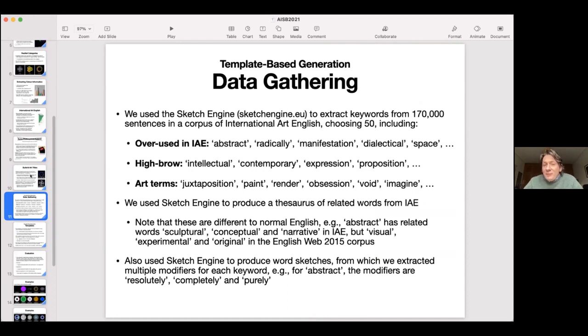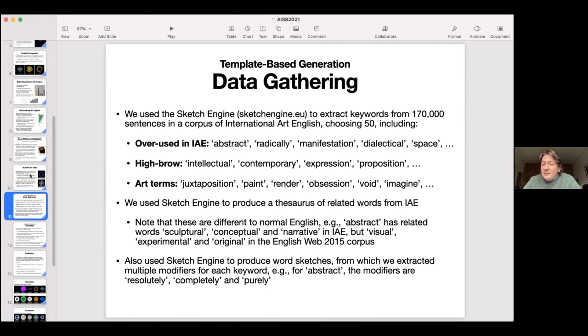And they were basically in 3 areas: overused in International Art English, like manifestation, dialectical, abstract. I also extracted some generally highbrow words like intellectual, contemporary, proposition, and some obvious art terms such as juxtaposition, paint, void, and imagine. Then we also added to this data by using Sketch Engine to produce a thesaurus of words from International Art English, which is different to generating a thesaurus of words from any other English corpus because of International Art English's distinct nature.